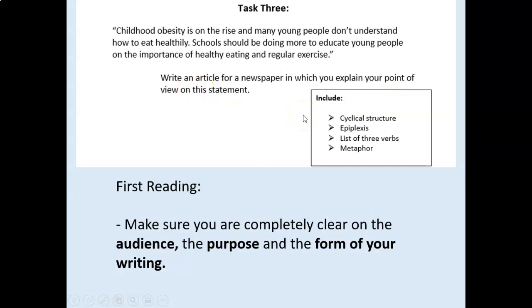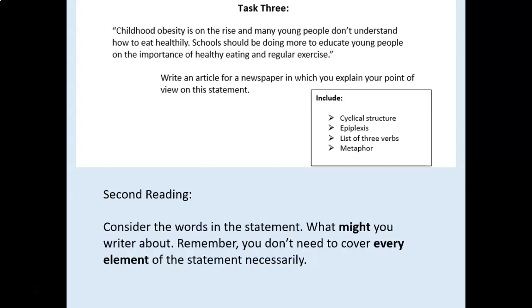Remember what we said earlier, your job is not to give balance, it is to keep to one perspective or argument and sustain that throughout the whole piece. Second reading of the question then.